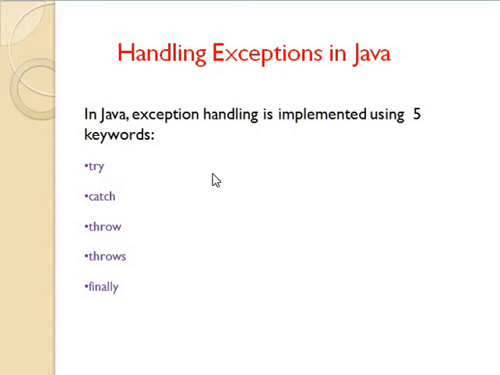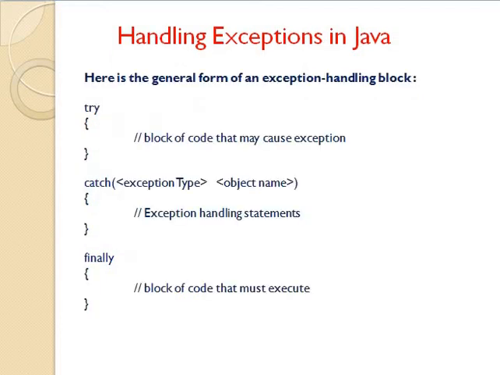In Java, exception handling is implemented using 5 keywords. Those are try, catch, throw, throws, and finally. Here is the general form of an exception handling block. At first, there is a try block, which comprises a set of Java statements.